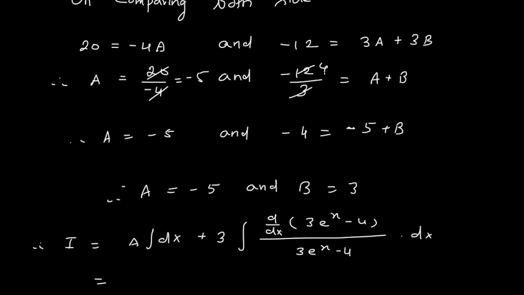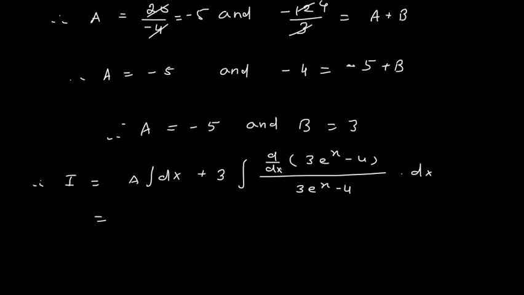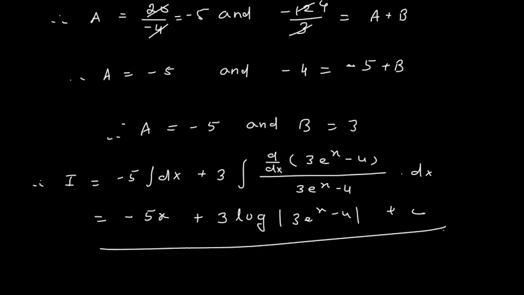Okay, so a is minus 5. So it is minus 5 into x plus 3 into log of 3 e power x minus 4. This is the final answer. I is equal to minus 5x plus 3 log of 3 e power x minus 4 plus constant c.